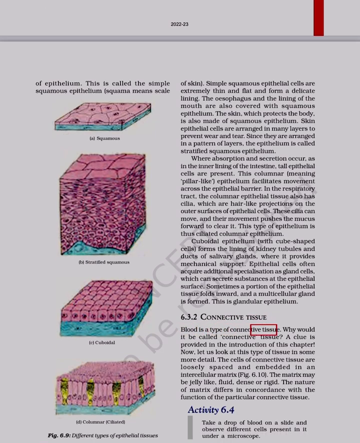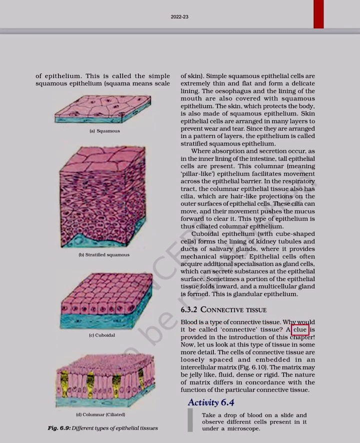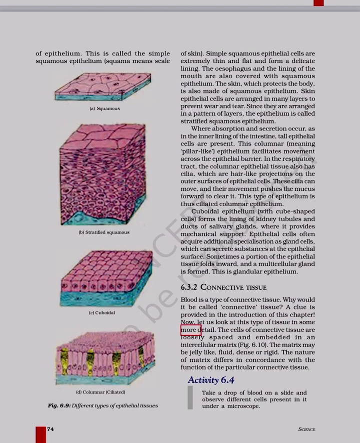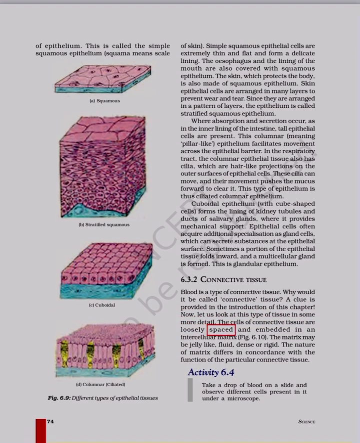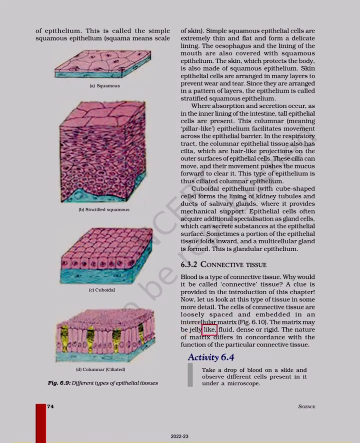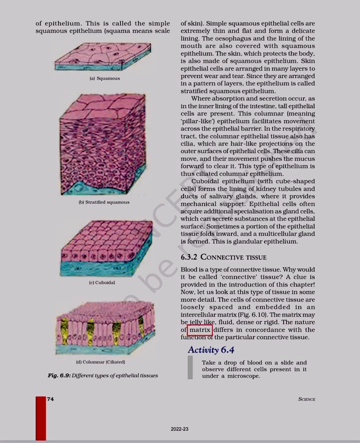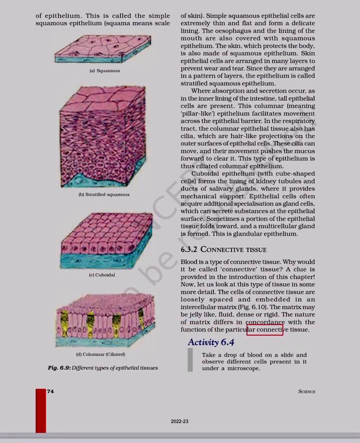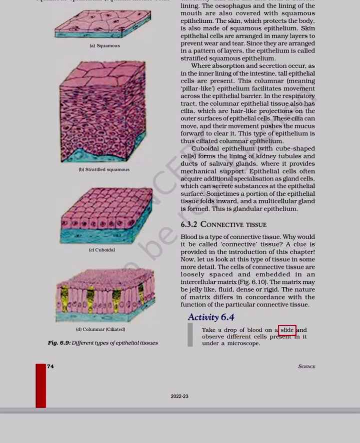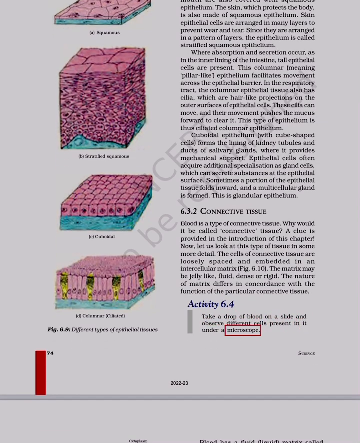6.3.2 Connective tissue. Blood is a type of connective tissue. Why would it be called connective tissue? A clue is provided in the introduction of this chapter. Now, let us look at this type of tissue in some more detail. The cells of connective tissue are loosely spaced and embedded in an intercellular matrix, figure 6.10. The matrix may be jelly-like, fluid, dense or rigid. The nature of matrix differs in concordance with the function of the particular connective tissue. Activity 6.4. Take a drop of blood on a slide and observe different cells present in it under a microscope.